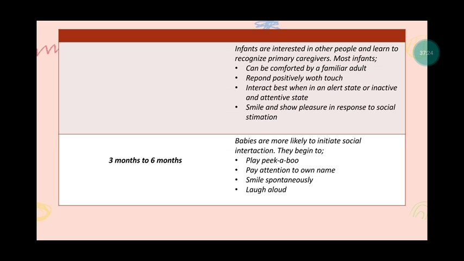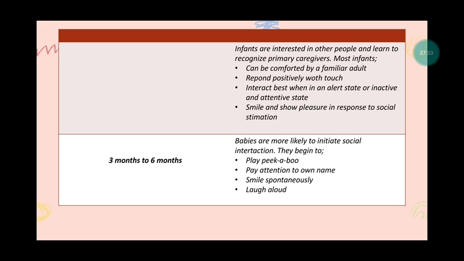Next, infants are interested in other people and learn to recognize primary caregivers. Most infants can be comforted by a familiar adult, respond positively with touch, and interact best when in an alert state, or in an active and attentive state. They smile and show pleasure in response to social stimulation.